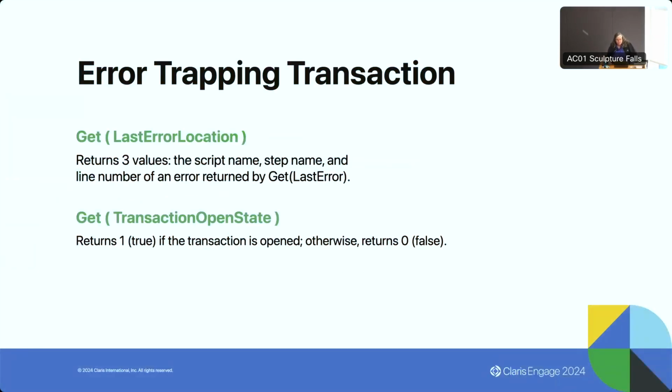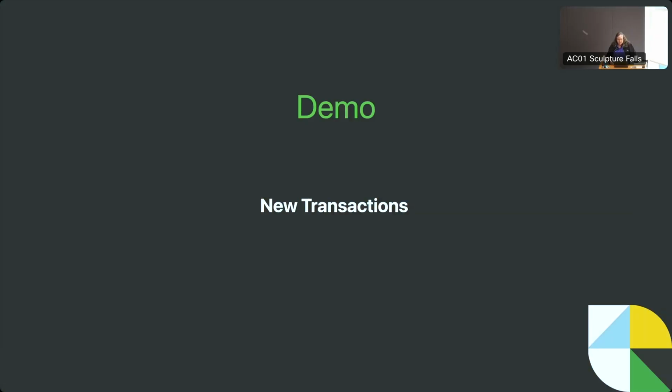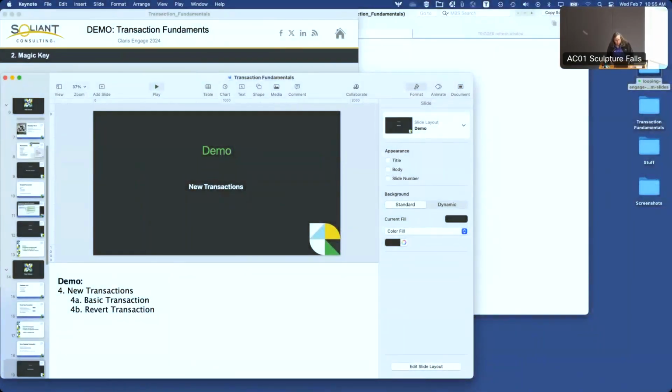So I told you about get last error location. It will return 3 values with a carriage return. Okay, it'll return the script name that had the error. It'll return the step name, which would just be like set field or replace all or something like that. And it will have the line number. You know how inside the scripts they have the little numbers next to it with the lines? So it'll tell you what line you were at when it happened. And then you have, like I said, get transaction open state, which is just Boolean. So it's 1 if you're in a transaction, 0 if you're not. Okay.